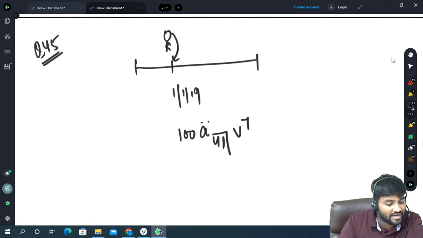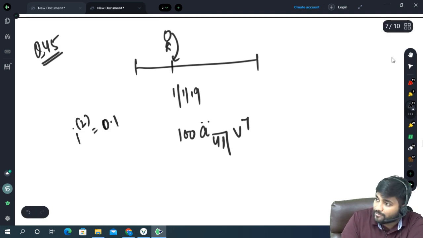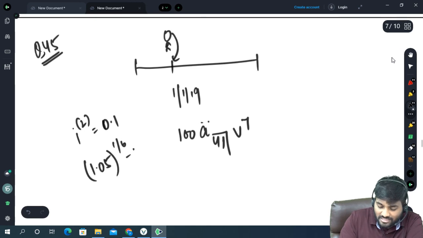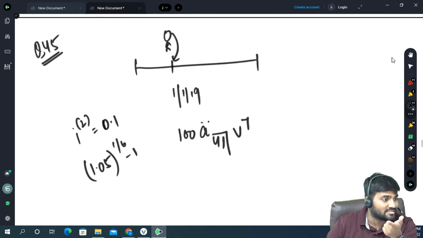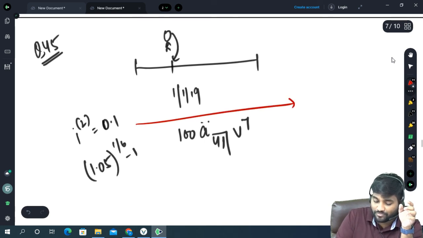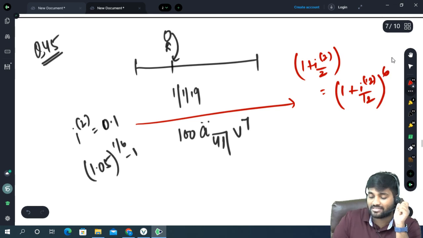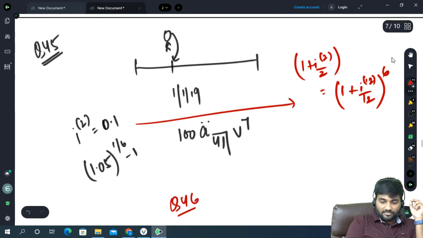Okay, now we have given the rate 10% per annum convertible half yearly. This means what? I2 is given as 0.1. We need to calculate I12 by 12. So I am making the equation 1.05 to the power 1 by 6 minus 1. Did you all understand? 1.05 is the accumulation factor for 1 half year. In 1 half year, there are 6 months. So to the power 1 by 6 minus 1. What equation are we going to make? We are going to make 1 plus I2 by 2 is equal to 1 plus I12 by 12 whole to the power 6. Solve. And after this, do question number 46. Classwork.